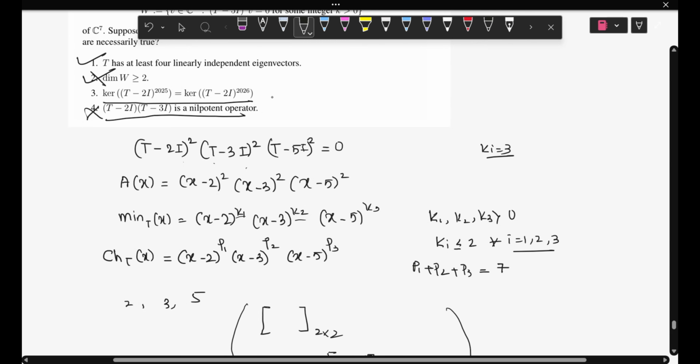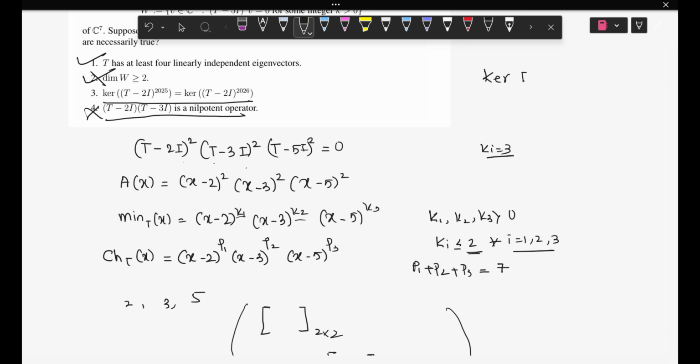Now in such questions, there is no need to solve question number 3, because the maximum power of the minimal polynomial will be 2. Then you can actually say nullity of (T minus 2I) whole to the power m equals nullity of (T minus 2I) whole to the power n for all m, n greater than or equal to 2. So as 2025 and 2026 are greater than 2, this option is correct. So that's all about this question.